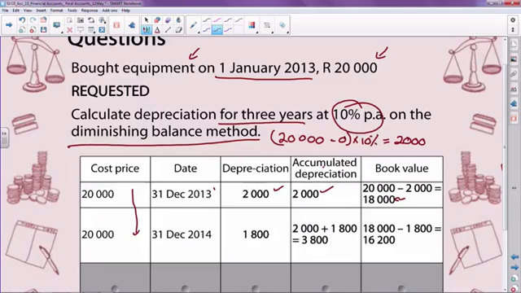Now, what do I do for the next year? I do this calculation. I say 20,000 minus, what did I lose the previous year? 2,000. Remember your brackets on your calculator. Times 10%, and now you would see that I lost less. I lost 1,800. So what's your depreciation this year? Your depreciation for the second year will be less than 2,000. It's 1,800. And now how much did I lose in total? 2,000 plus 1,800 will give you 3,800. And now, what is your book value? 20 minus 3,800, that's the value lost, will give you your 16,200.